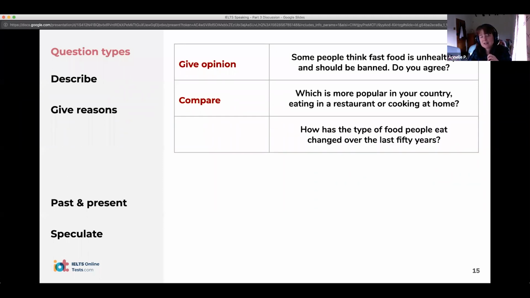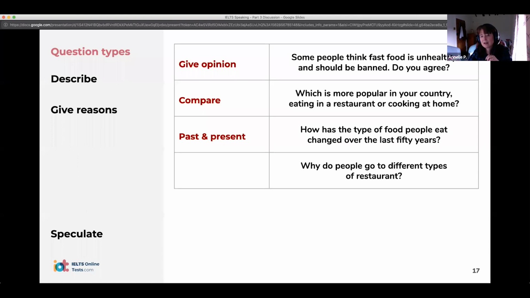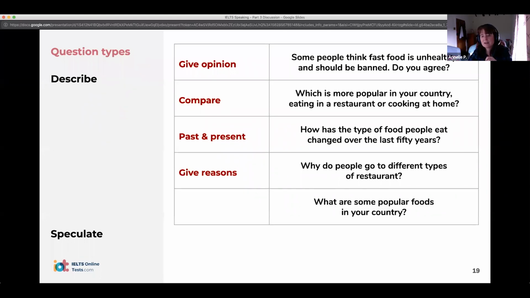Okay, what about the next one? What do you think? Okay, very good, past and present. So looking at how something has changed over a period of time, okay? And then we've got the why. Okay, yeah, okay, so explaining why, explaining a situation. What are the reasons for that?